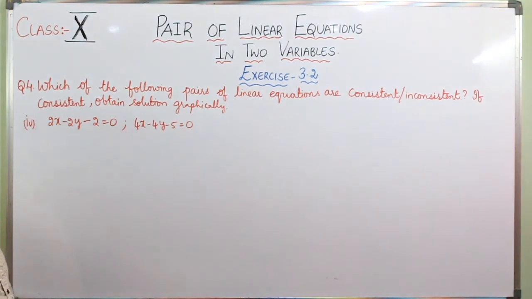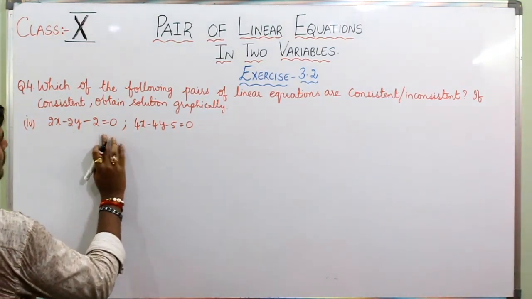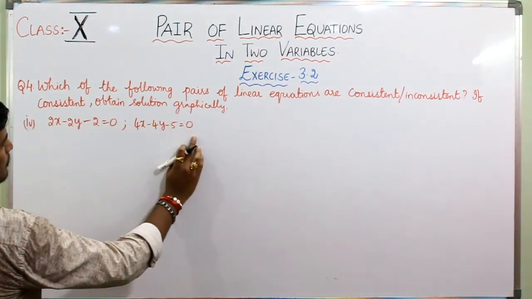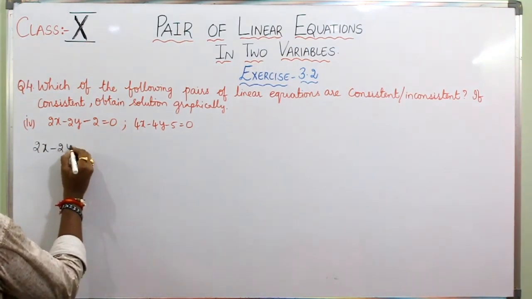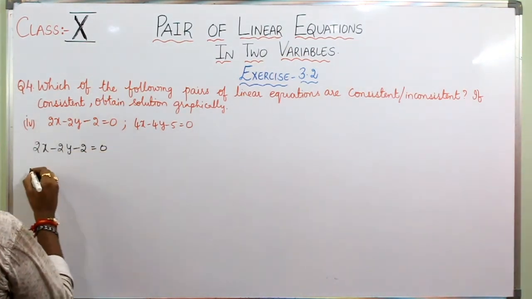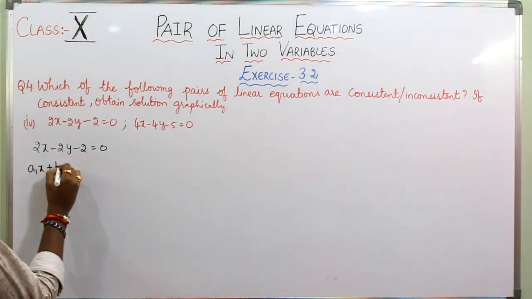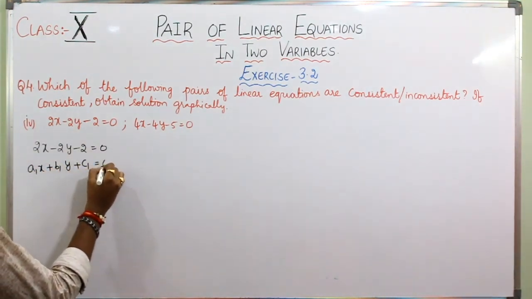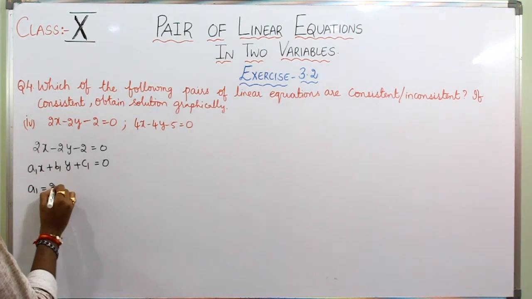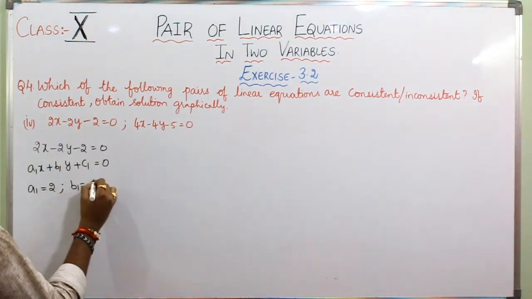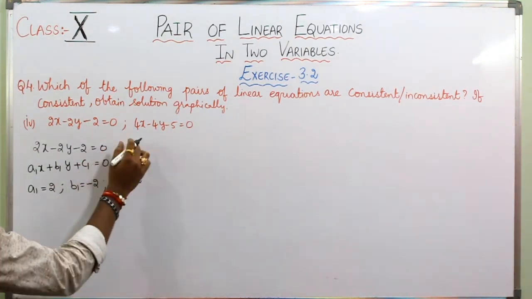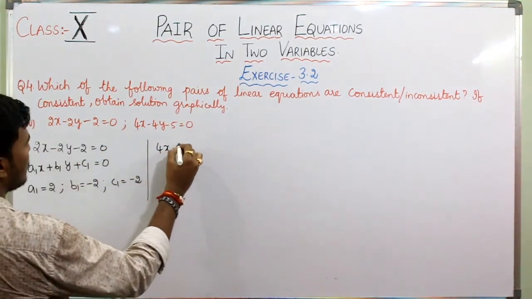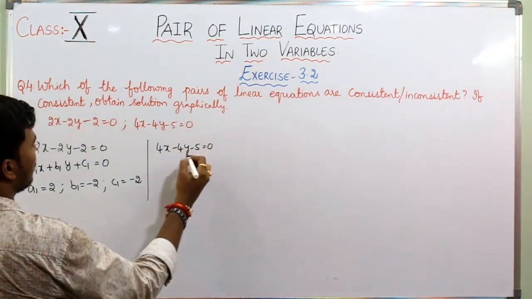Now the last problem of this fourth question, that is 2x minus 2y minus 2 is equal to 0, 4x minus 4y minus 5 is equal to 0. So first consider the first equation, that is 2x minus 2y minus 2 is equal to 0. Compare it with a1x plus b1y plus c1 is equal to 0. Then we will get a1 is equal to 2, b1 is equal to minus 2 and c1 is also minus 2.